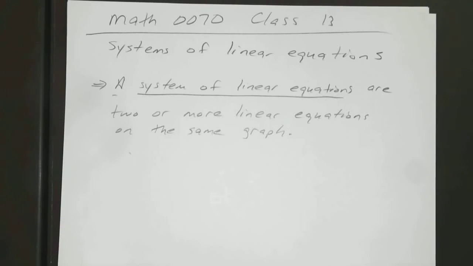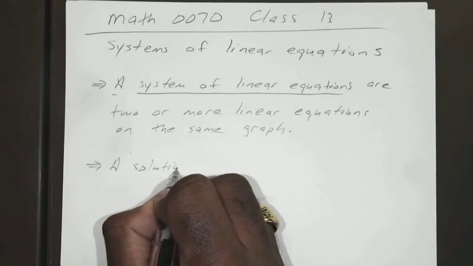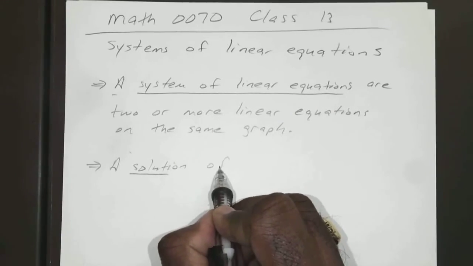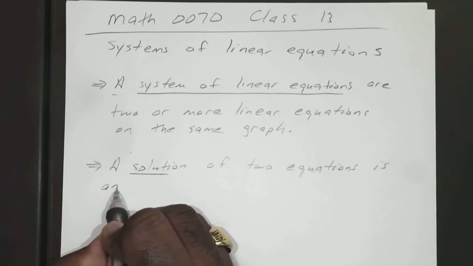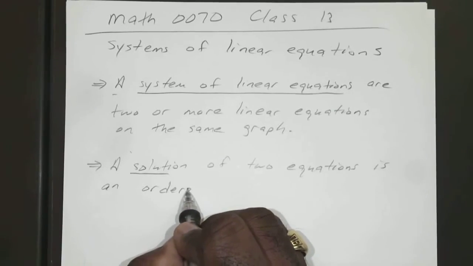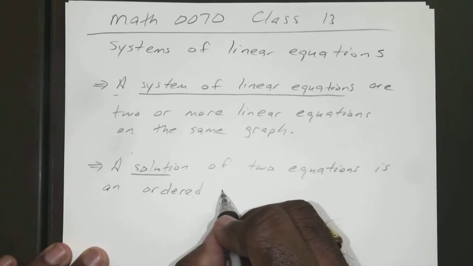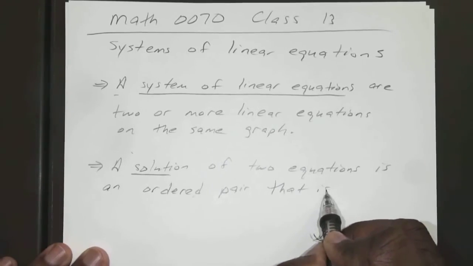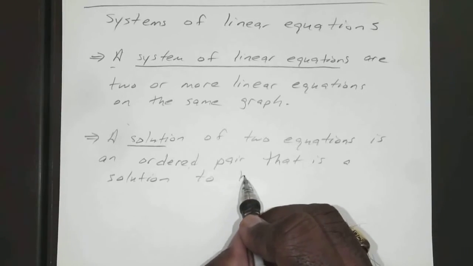Okay, so normally you can plug in an x value and y value and say, if it appears on the line, it's a possible solution. With a system, it not only has to appear as a solution for one, it has to appear as a solution for both of them. So a solution of two equations is an ordered pair that is true for both of them. That is a solution to both equations.